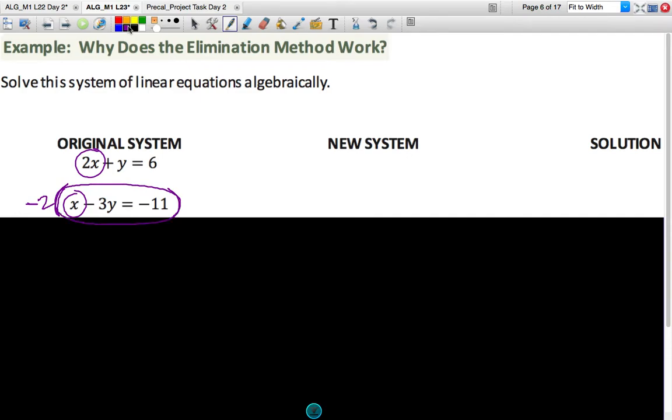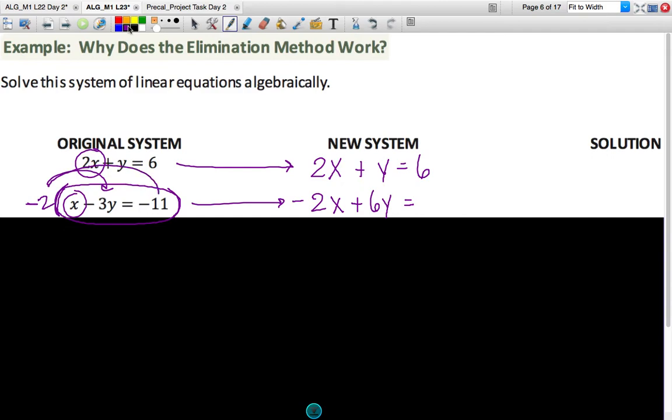Let me first bring over the top equation: 2x plus y equals 6. And now after I've distributed a negative 2 all the way through, I've got negative 2x. Negative 2 times negative 3y would be positive 6y, equals negative 2 times negative 11. Don't forget the negative; it equals positive 22. And now I can solve this by elimination.